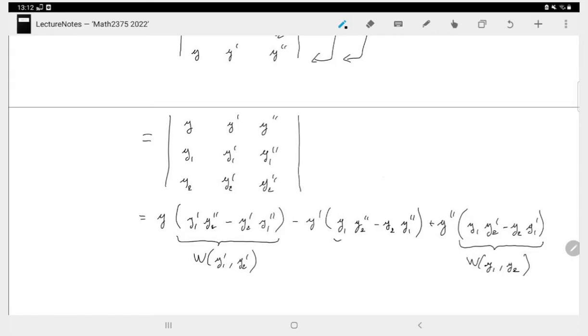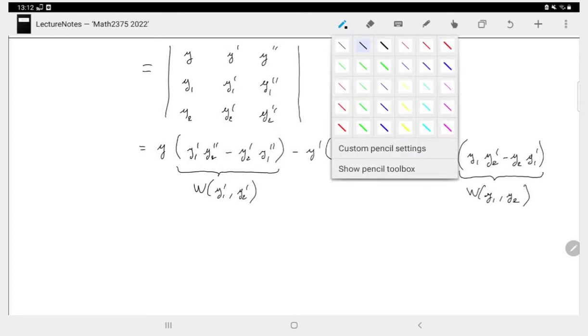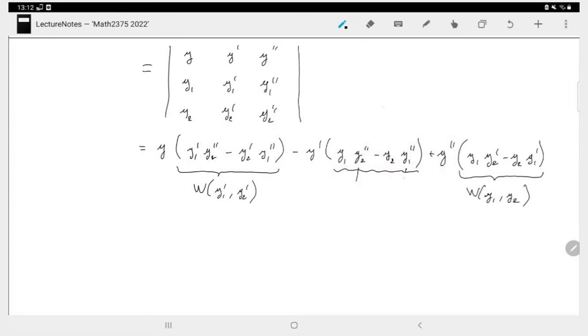The third term is a little bit more complicated, but if you see that there's a second derivative, what we can look at is the second derivative of y2 here and y1 here. What we can look at is what the Wronskian of y1, y2, differentiated, would be equal to. So let's have a look.